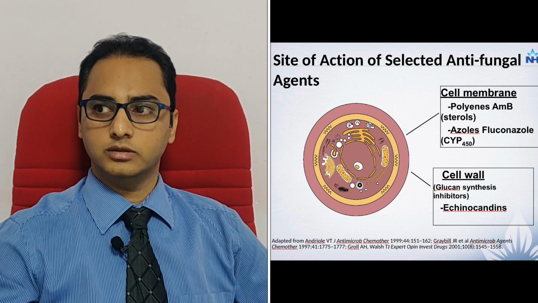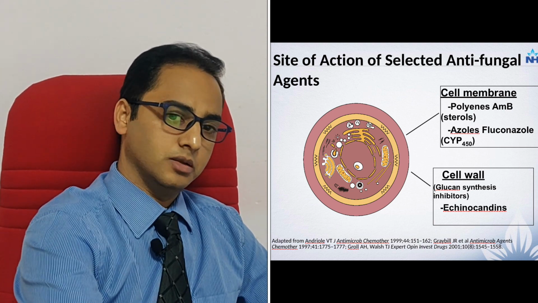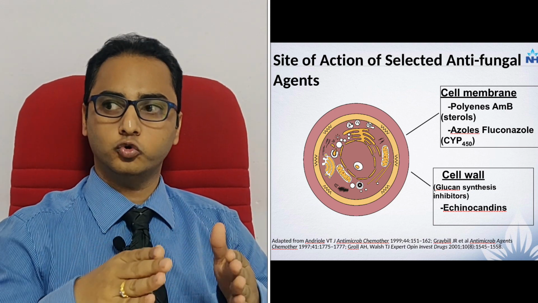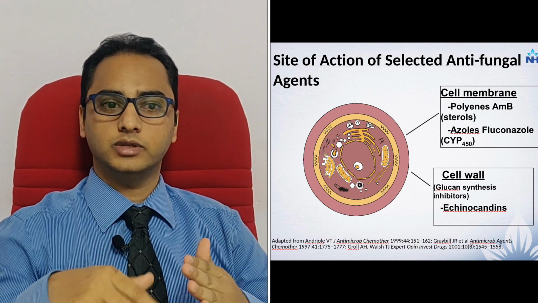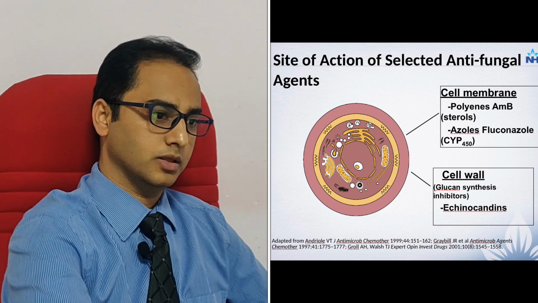All your echinocandins act on the cell wall. Azoles and polyenes like amphotericin B act on the cell membrane. When you choose combination therapy of antifungals, you have to choose antifungals which have a different target, a different mechanism of action. Okay, that you have to remember.